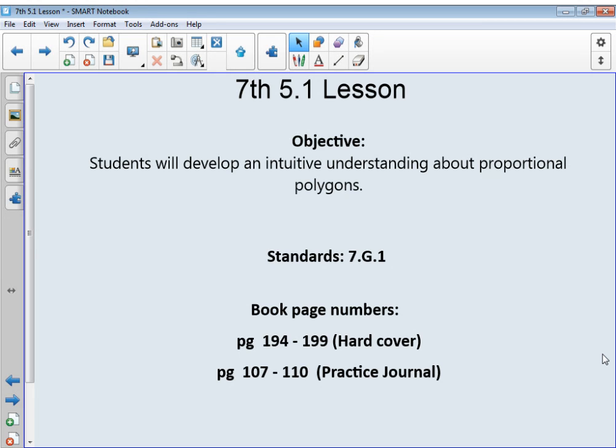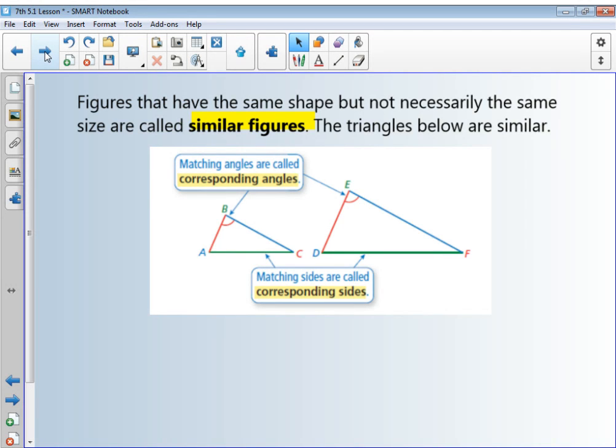Yesterday in our activity, we started working with similar figures, identifying that in order for us to have similar figures, they have to be proportional to each other, and that's a key thing. Figures that have the same shape but are not necessarily the same size are called similar figures. Notice here we have two triangles. They're both the same type of triangle, and these would be considered similar because they are the same shape, but one is shrunk down. In order for them to truly be similar figures, they do have to be proportional to each other, like what we worked with yesterday in our activity.